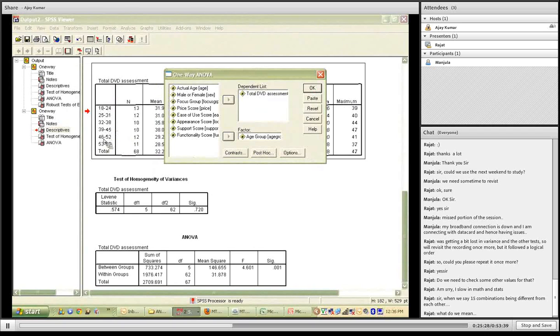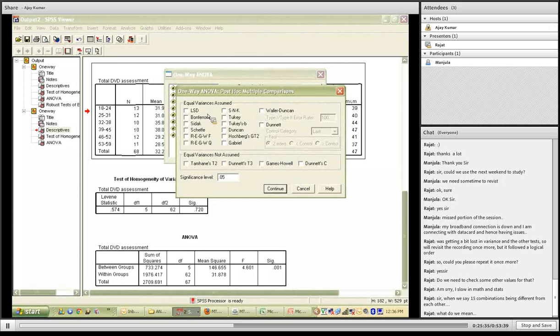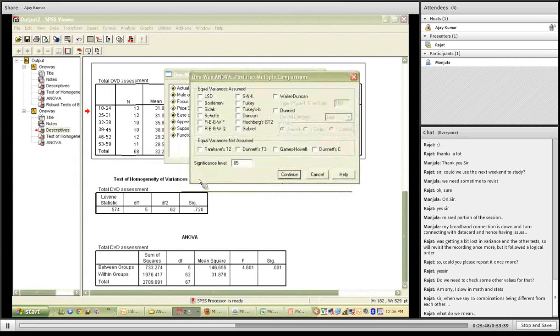So you have to remember this, and the reason is that when you click on post hoc tests, you realize that there are two sections in it. One is equal variances assumed, another is equal variances not assumed. So depending on the result of your Levene statistic, which is 0.720 and says that the variances of these groups are equal, when you know that the variances are equal, then you will go with the section which says equal variances assumed. You will not go with the other section, right?